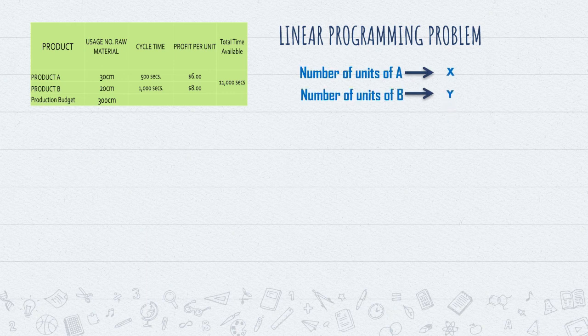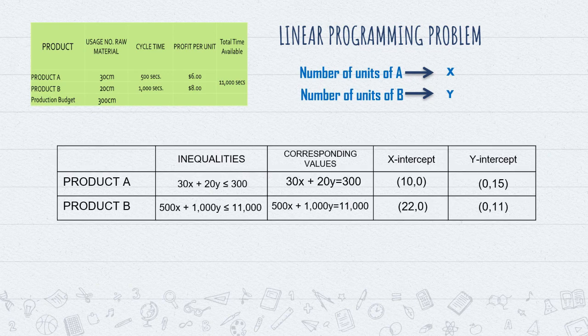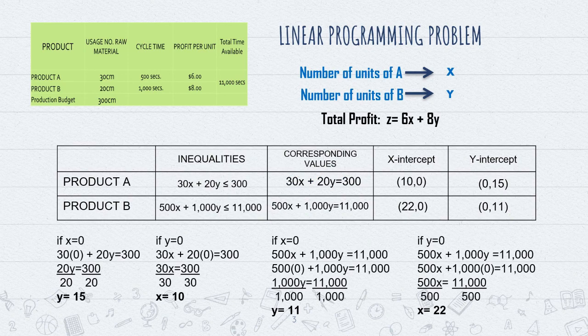Can you tell me the total amount of resources needed to produce products A and B, respectively? Right, it would be 30X plus 20Y. We're just multiplying the quantity by the required material. Next, let's look at the constraint. It says that the production budget is 300 centimeters. That means the resources used should not exceed 300 centimeters. It can be less than or equal to 300 centimeters.